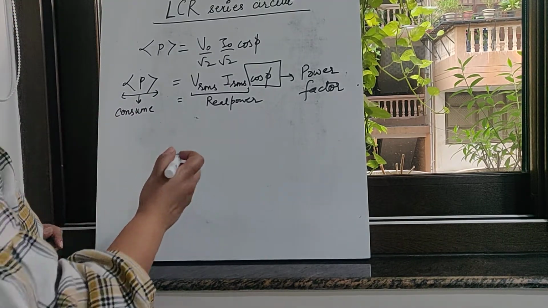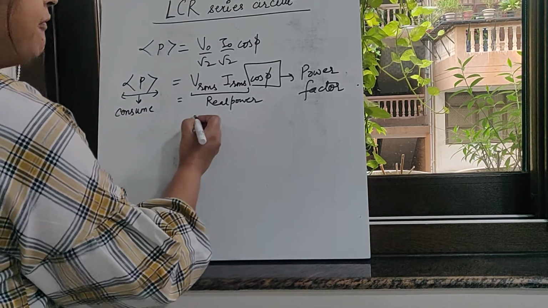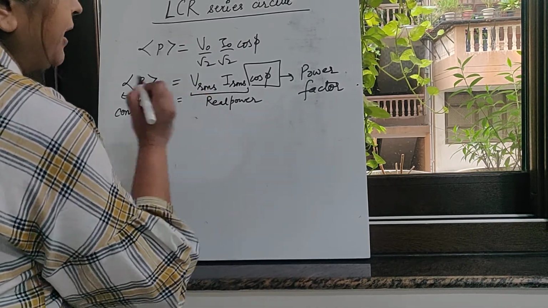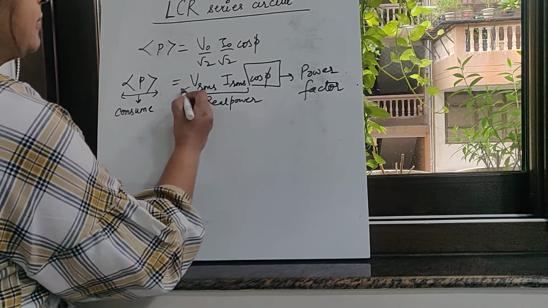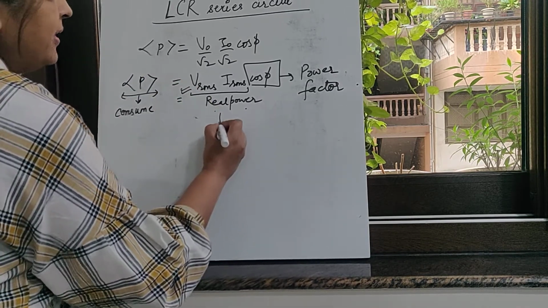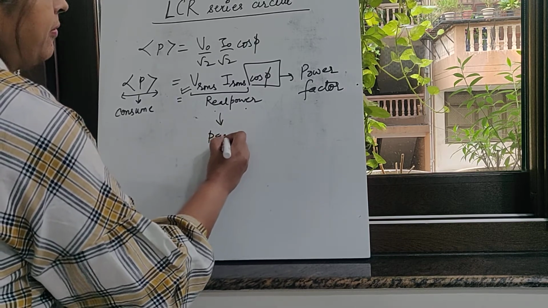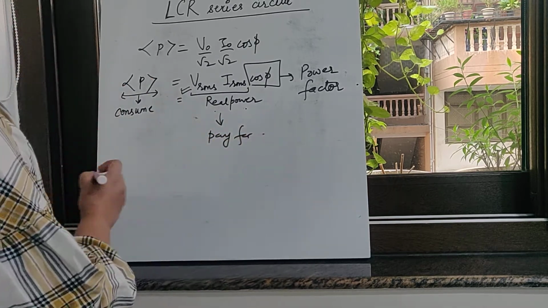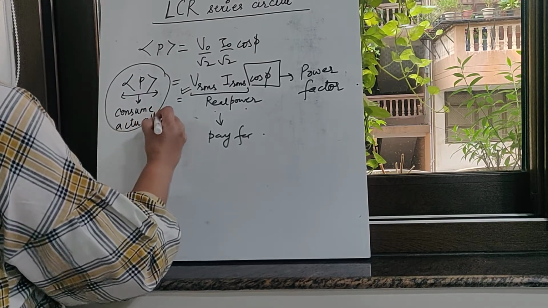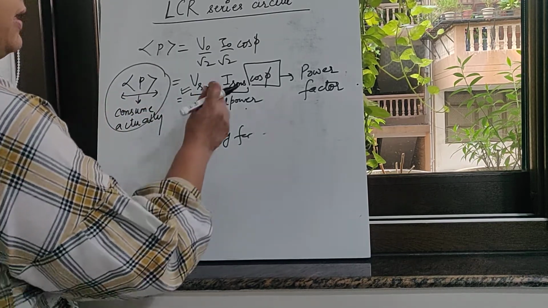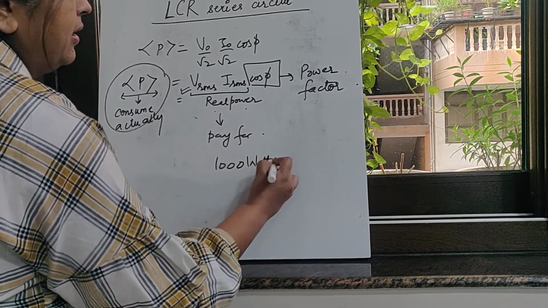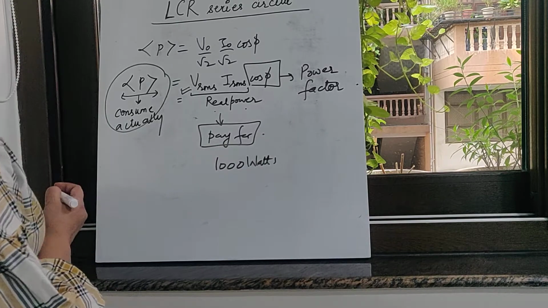So what I am saying is that when we use any device at our home, we pay a bill for the real power that is taken from the source. So this is what we pay for, and this is what we actually consume, right? Now let us say that we have taken 1000 watts from the source. So we are paying the bill for 1000 watts.